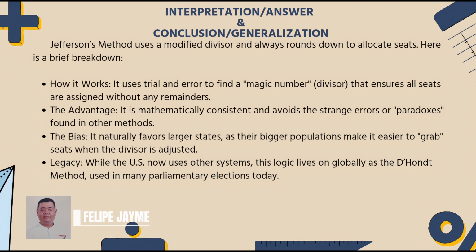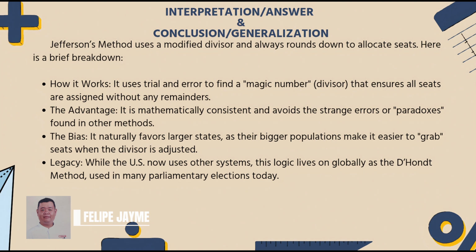So Jefferson's method is an apportionment system used to distribute seats fairly among states or groups according to their population. The method works by dividing each population by a chosen divisor to obtain a quota. After computing the quotas, the decimal parts are removed and only the whole numbers are kept. If the total number of seats assigned is less than the required number, the divisor is adjusted downward and the calculation is repeated until all seats are distributed.